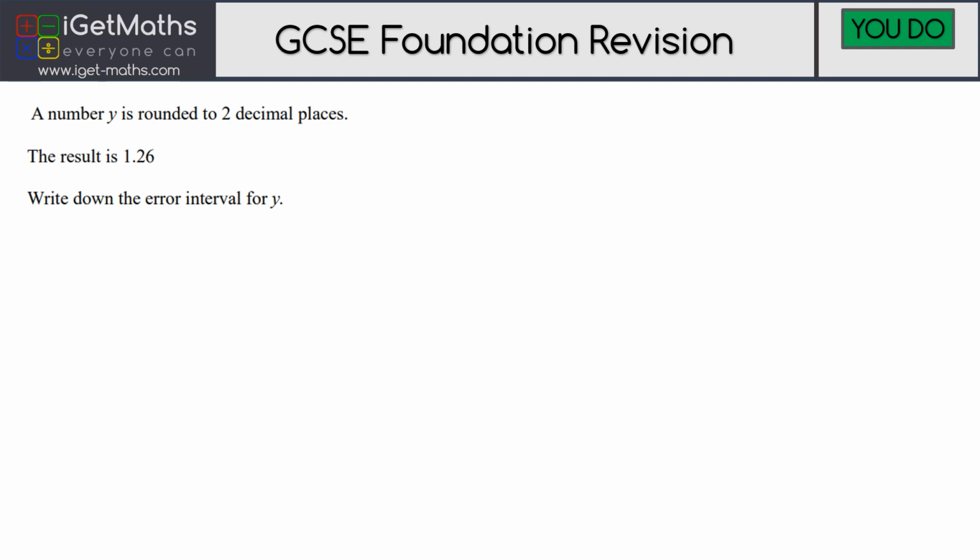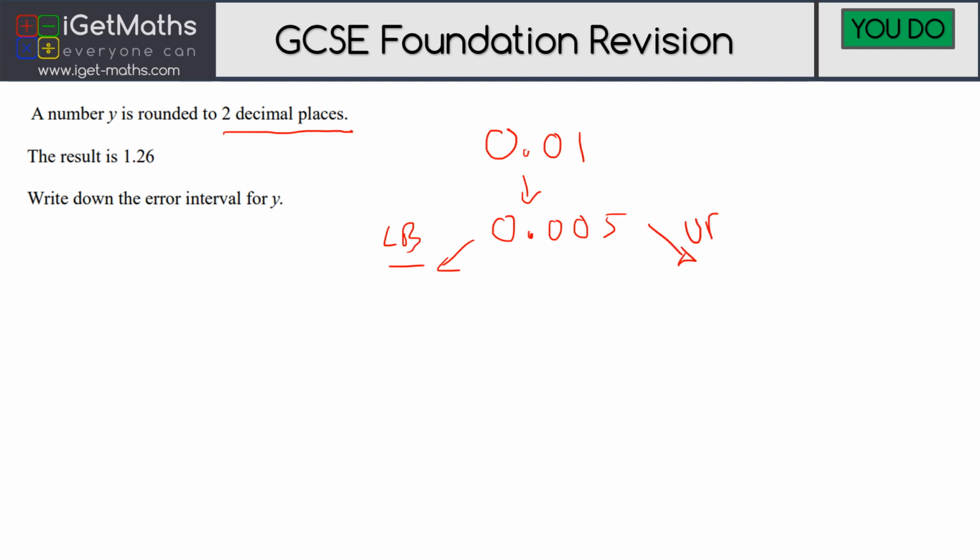Okay, so a number y is rounded to 2 decimal places. The result is 1.26. Write down the error interval for y. So quite simply, again, your unit is 0.01 to 2 decimal places. If you half that, that will give you 0.005, and for the lower bound, you're going to subtract it. For the upper bound, you're going to add.